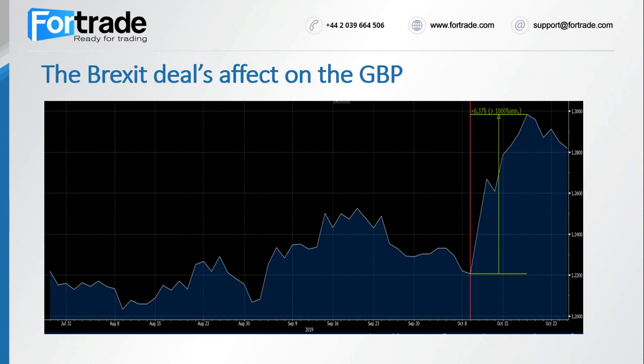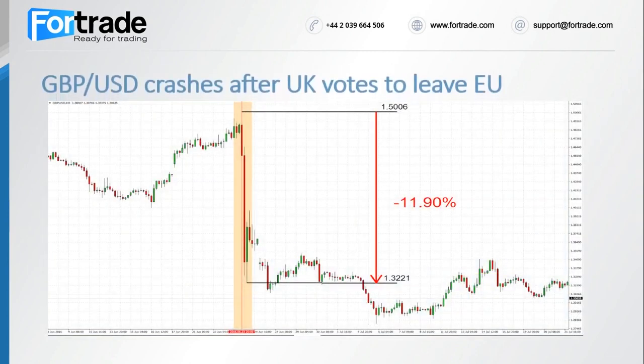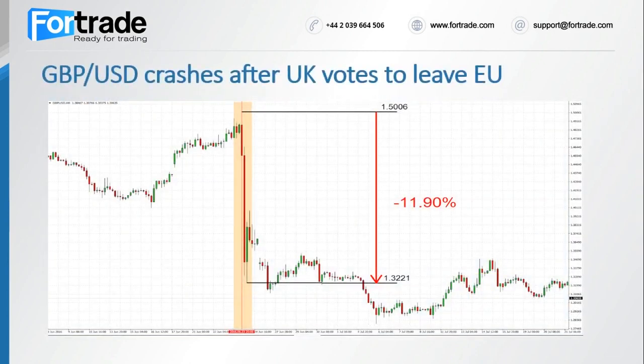Major currencies usually tend not to move so sharply within a short time frame. In fact, the most extreme example with the pound was when the UK voted to leave the EU on June the 23rd, 2016, and sterling dropped like a stone, as you can see here, by almost 12%.